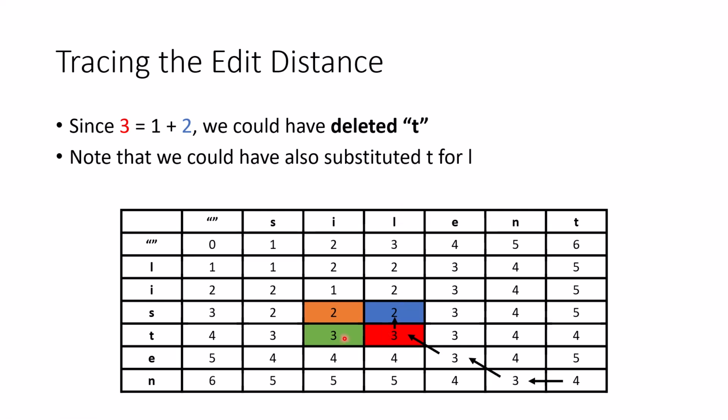So there's never going to be one solution to the trace of your edit distance. But there will always be a unique edit distance itself. So it's always going to be 4. There might just be different ways of getting to that 4.